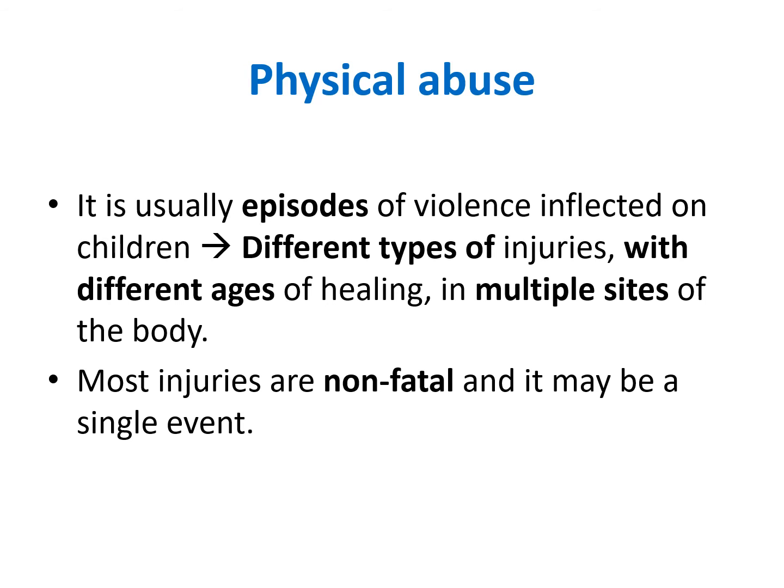The fourth type of abuse is physical abuse. Here, physical abuse is usually episodes of violence inflicted on children. These episodes of violence lead to different types of injuries with different ages of healing in multiple sites of the body. And this is characteristic for child abuse.